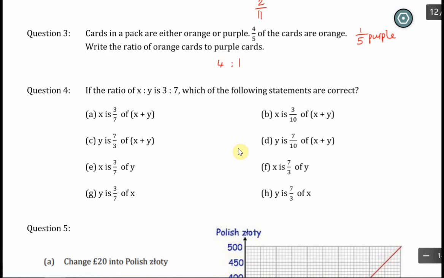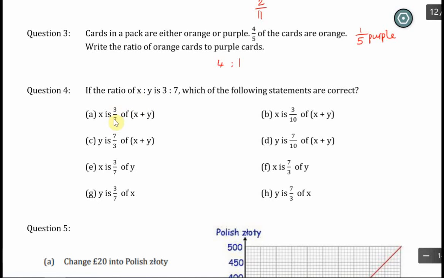Question 4 is presented slightly differently. It's very much the same sort of question though. It's just a bit of algebra being used here. So if the ratio of x to y is 3 to 7, which of the following statements are correct? Let's deal with these ones that have got x plus y in a bracket first. So x plus y will be the same as 3 plus 7, so 10. So this x plus y is 10.